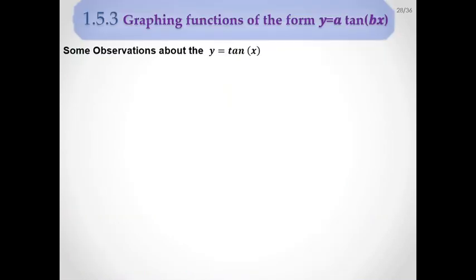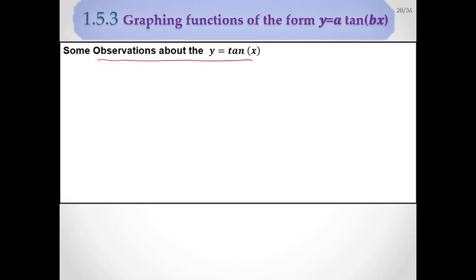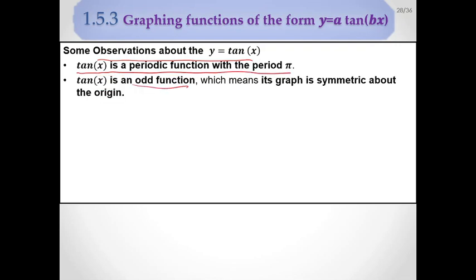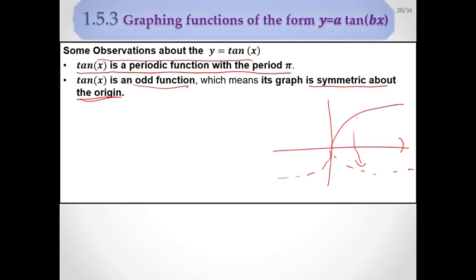Now, let's see how to sketch the graph of tangent. First, let's do some observations here. Tangent x is periodic with the period pi. And tangent is an odd function. The odd function has a graph which is symmetric about the origin. So if this part is given, then you can do the reflection through the y-axis and then through the x-axis, and you will get the second piece here.